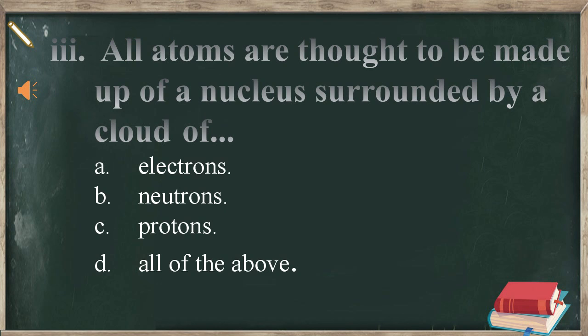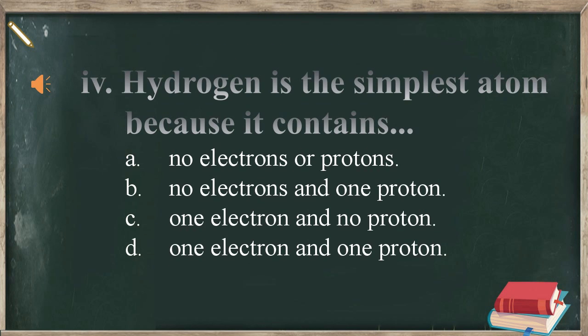MCQ number 3. All atoms are thought to be made up of a nucleus surrounded by a cloud of: A. Electrons, B. Neutrons, C. Protons, D. All of the above. MCQ number 4. Hydrogen is the simplest atom because it contains: A. No electrons or protons, B. No electrons and one proton, C. One electron and no proton, D. One electron and one proton.